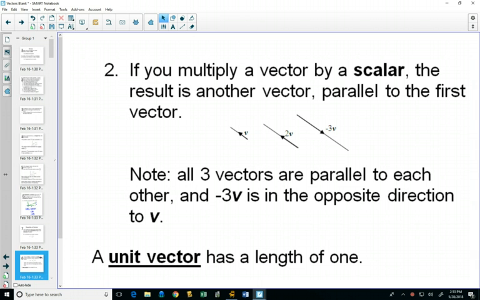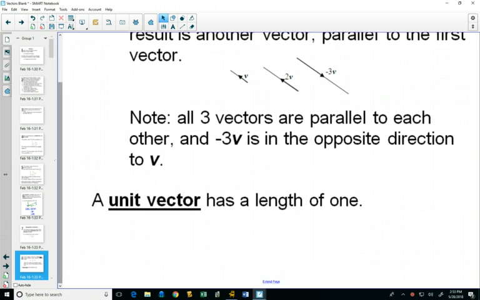If you multiply a vector by a number, you make it longer or shorter or switch its direction. So we have the vector v there. 2v would be that vector doubled. Negative 3v would be the vector tripled, and notice that the arrowhead changed direction. So multiplying by a negative changes the direction, and multiplying by a number makes it longer or shorter depending on what number you multiply by.